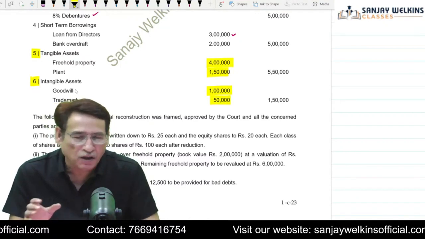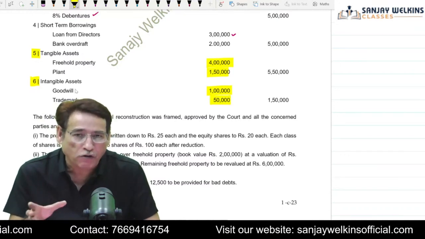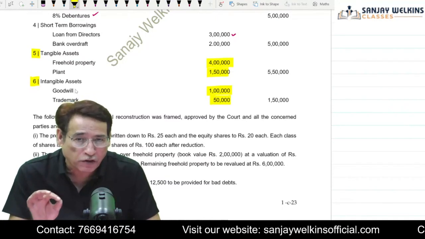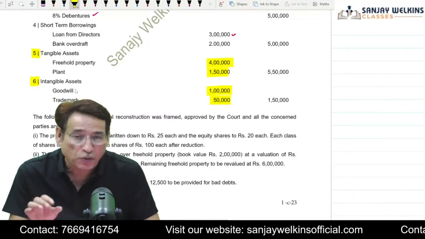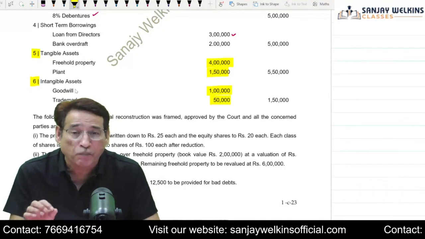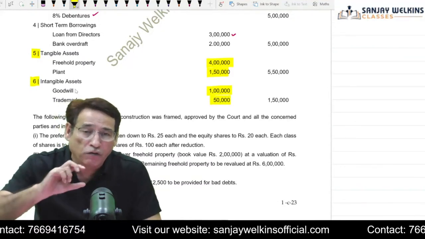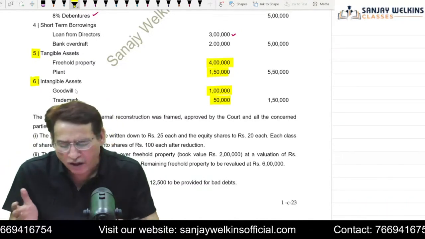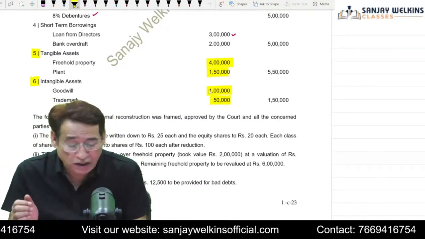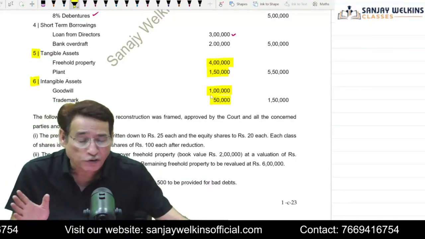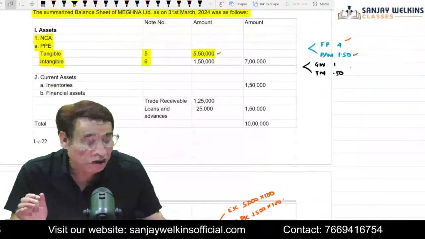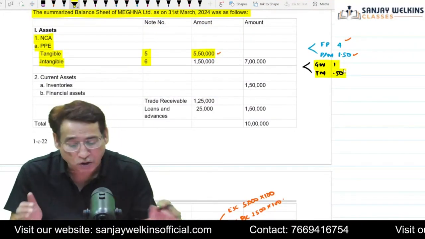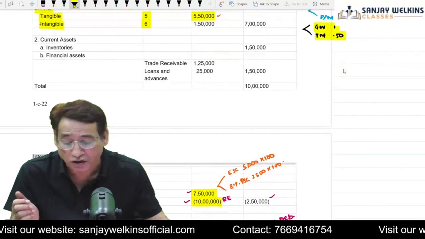Actually, there is a mistake in the question, because nowadays companies following Ind AS are supposed to prepare their balance sheet as per Division 2. And as per Division 2, goodwill is not considered a part of intangible assets. Goodwill is reflected separately as a separate line item. But anyway, here it is given under intangible assets: goodwill 1 lakh, trademarks 50,000. Immediately in my rough work I write goodwill is 1 lakh and trademark is 50,000. Is it clear to you? This should be your policy when you go through the question in the examination.